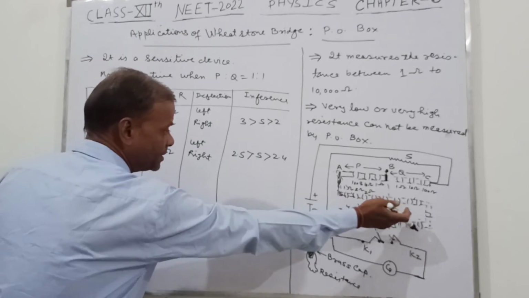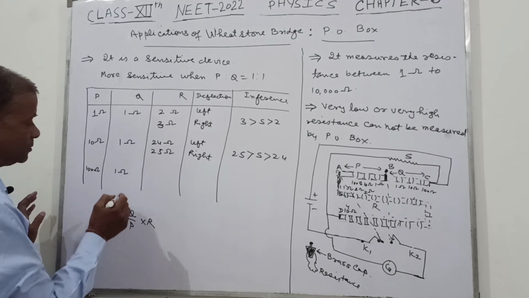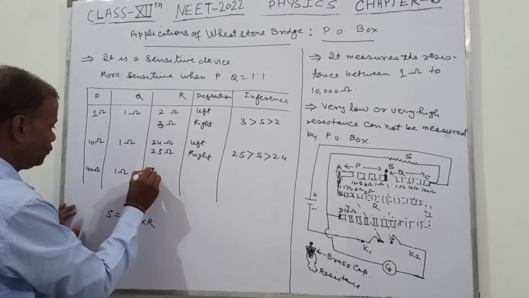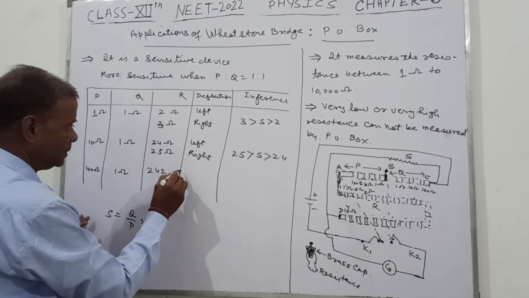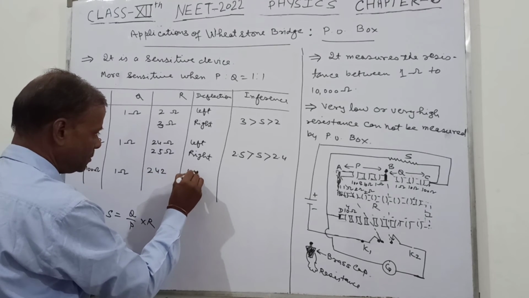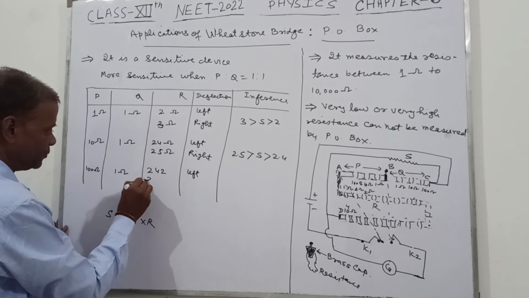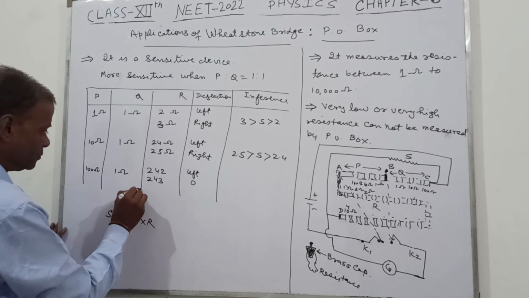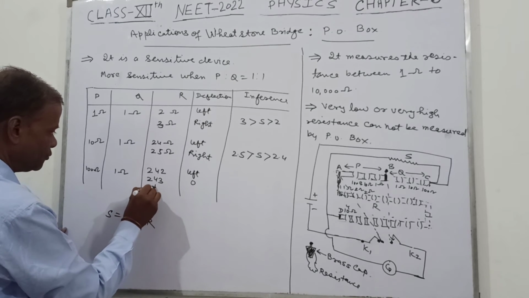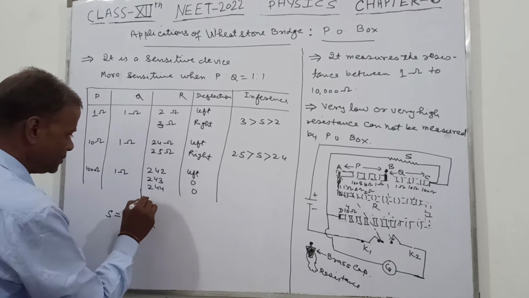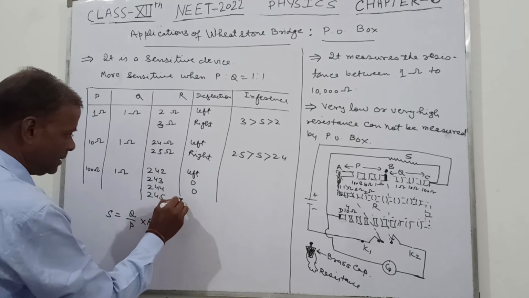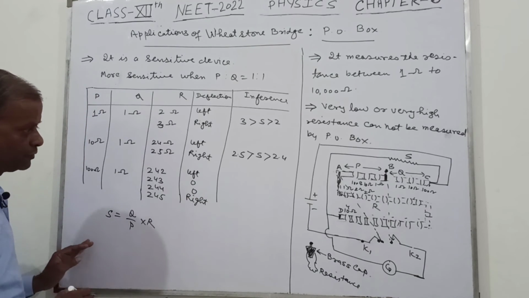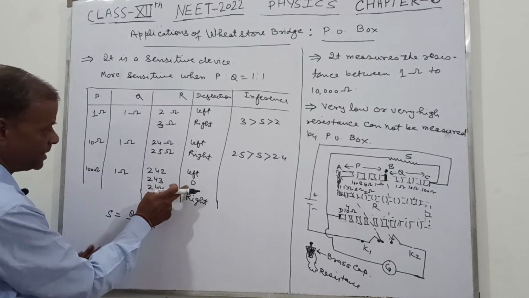And then we take out the resistance from this resistance R. Let this be 242. This is towards left. Then suppose 243, the deflection is 0. And then this is 244, suppose deflection 0. 245, let this be right. Deflection is towards right. It means this is the balanced position.